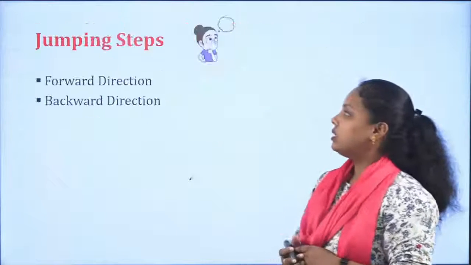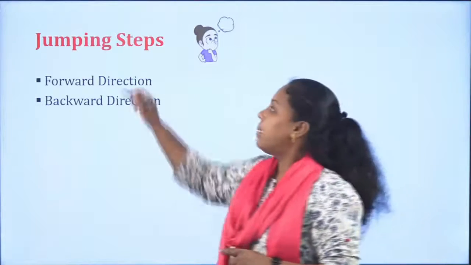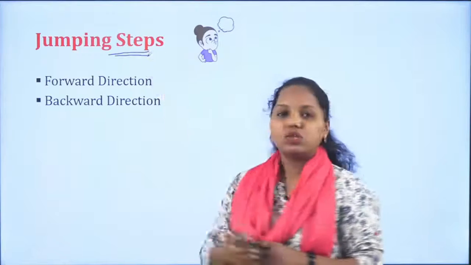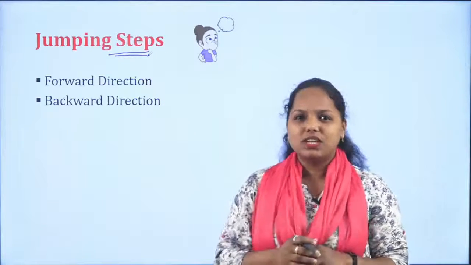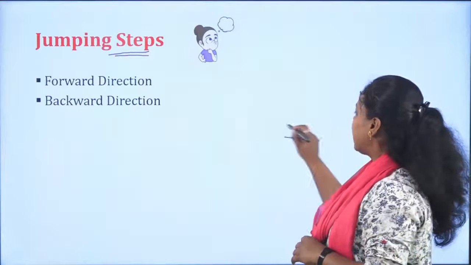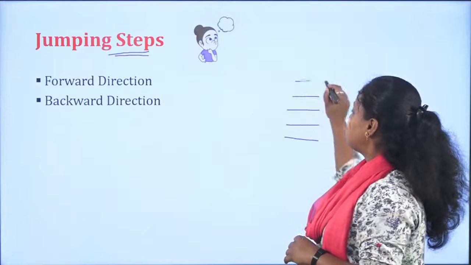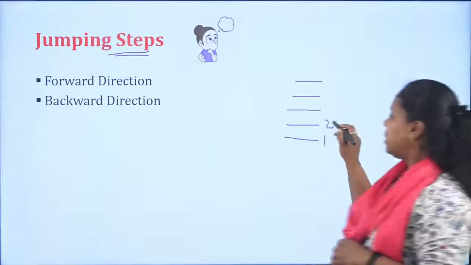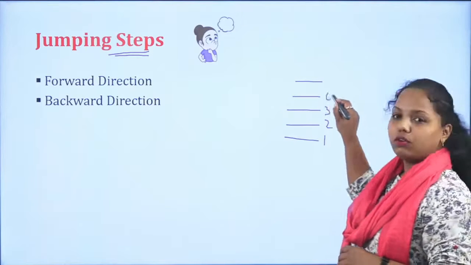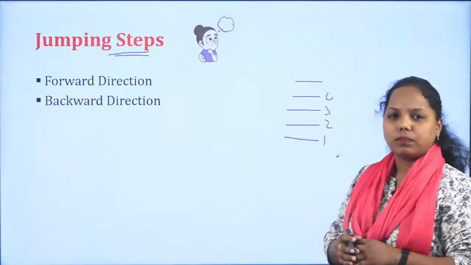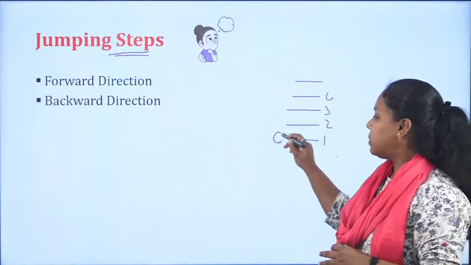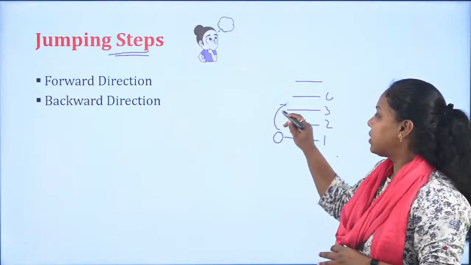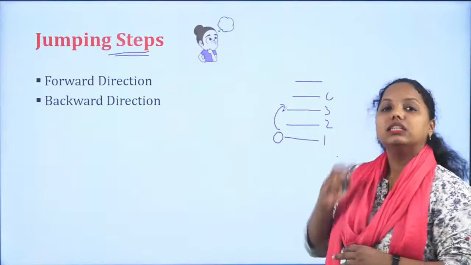Now, let's move to the next one, that is jumping steps. What is jumping steps? Well, it is the same as when you climb the steps. Suppose you are climbing the steps. The numbers are 1, 2, 3, 4, 5 and this goes on. You want to jump one step extra. If you are in this place, you are jumping one step extra. So, you might reach the third step.